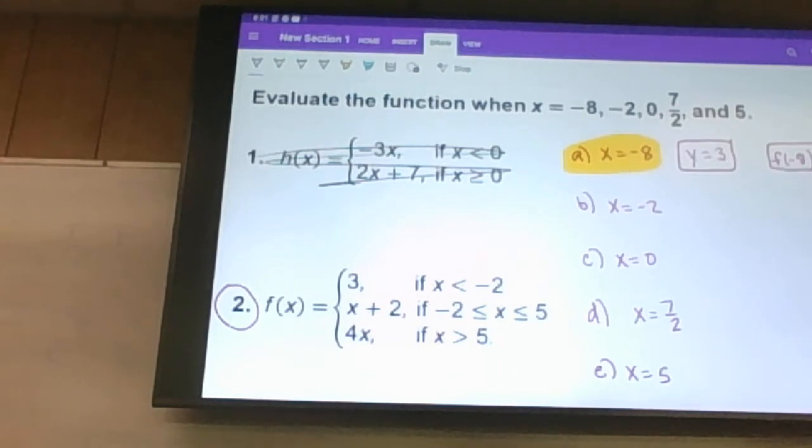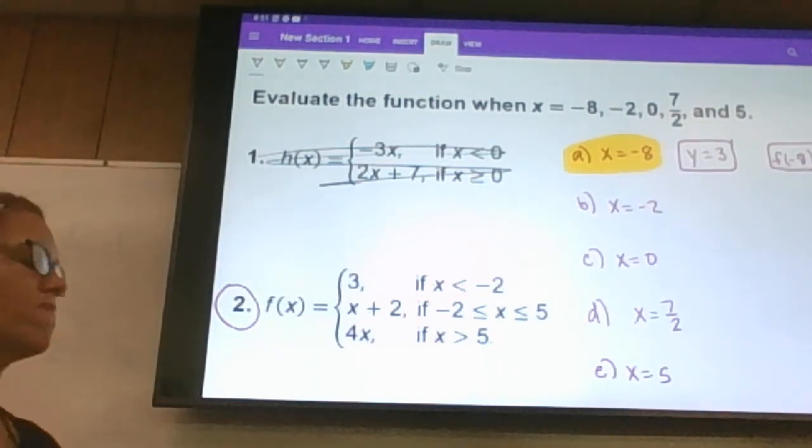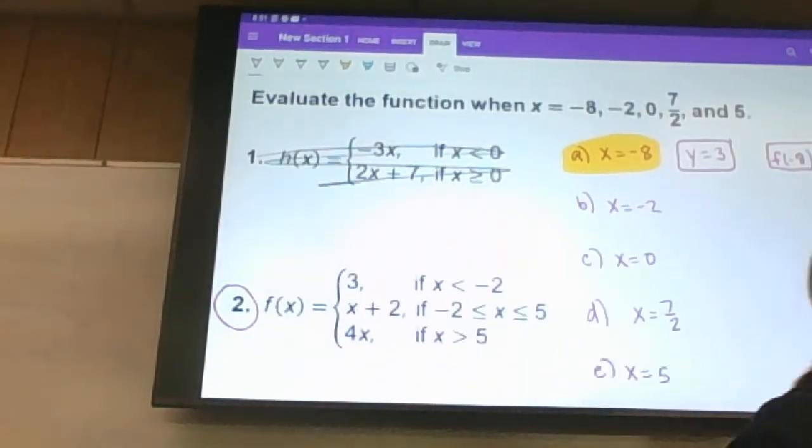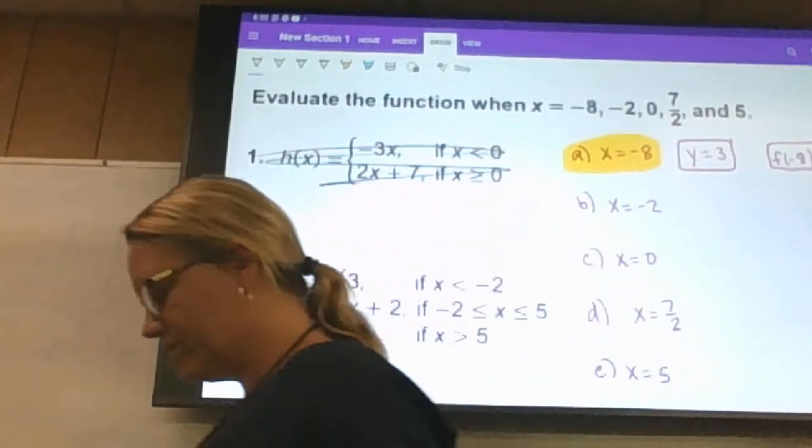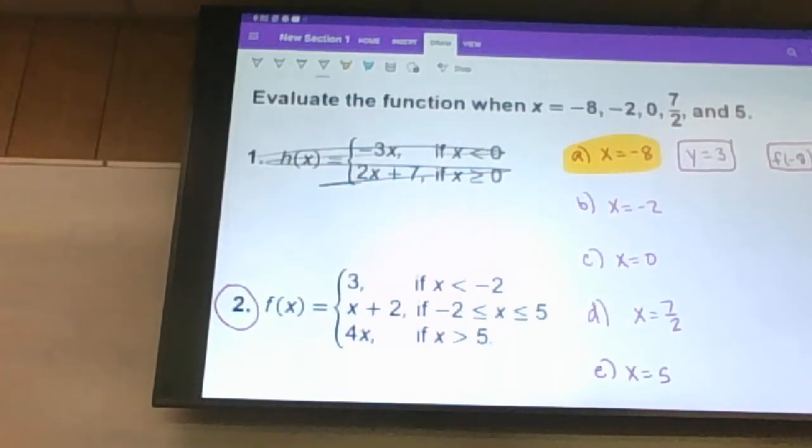Now Friday, I think by like fourth period, I stopped writing this because I was realizing it was tough for you guys to understand. And I just started writing y. The answer is y equals 3. This is the fancy way to write that. This means when I plugged in -8, my answer would be 3. That's just function notation.